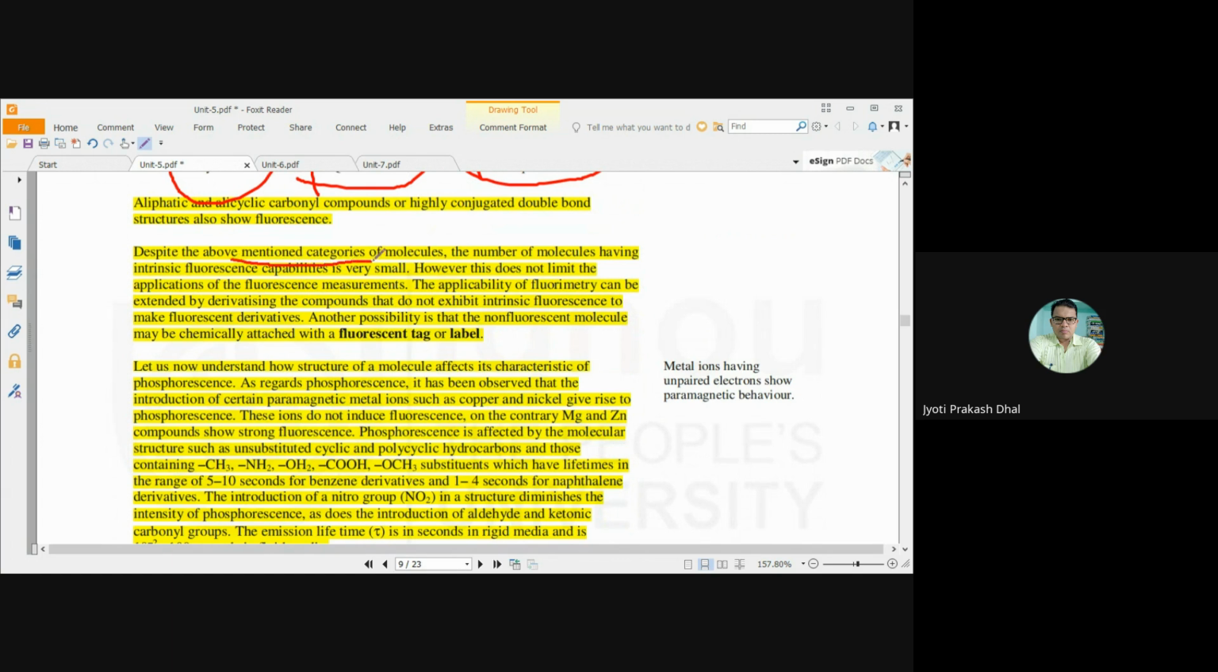Despite the above mentioned categories of molecules, the number of molecules having intrinsic fluorescence capability is very small. However, this does not limit the application of fluorescence measurement. The applicability of fluorimetry can be extended by derivatizing compounds that do not exhibit intrinsic fluorescence to make fluorescent derivatives. Another possibility is that a non-fluorescent molecule may be chemically attached with a fluorescent tag or fluorescence label.